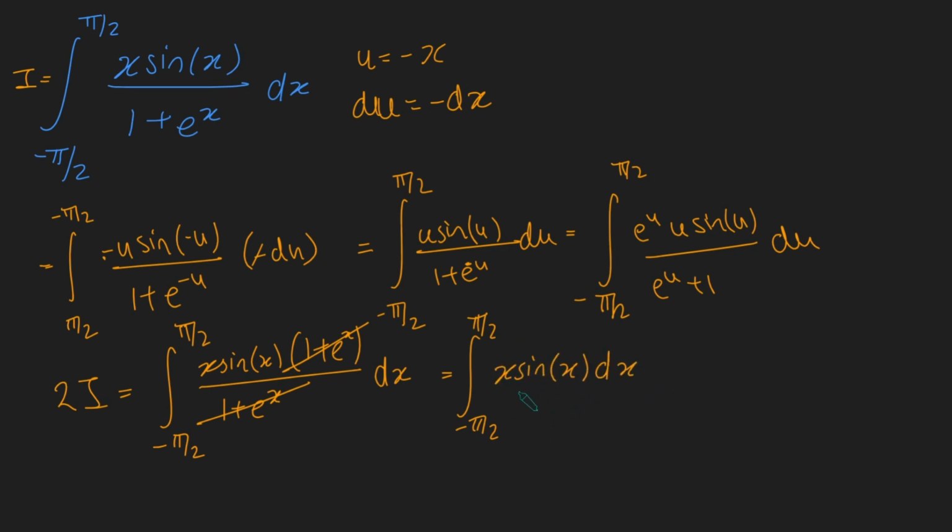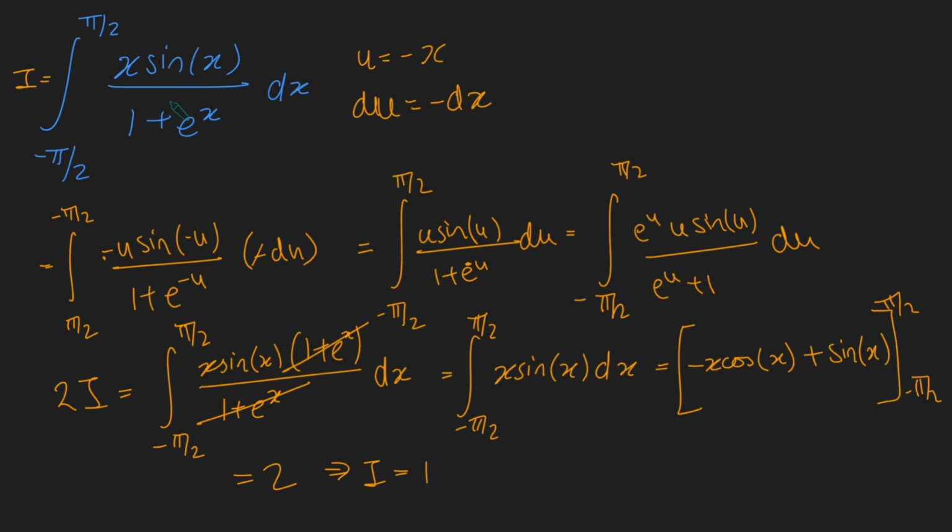But this is pretty straightforward to integrate using integration by parts. It turns out that this integral is minus x cos x plus sine x, like so. And cos is very nice. When you plug in pi over 2 and minus pi over 2, it's just 0. So this is just going to be sine of pi over 2, which is 1, minus sine of minus pi over 2, which is minus 1. So 1 minus minus 1 is 2. So 2I is 2. And so that means that I must be 1.